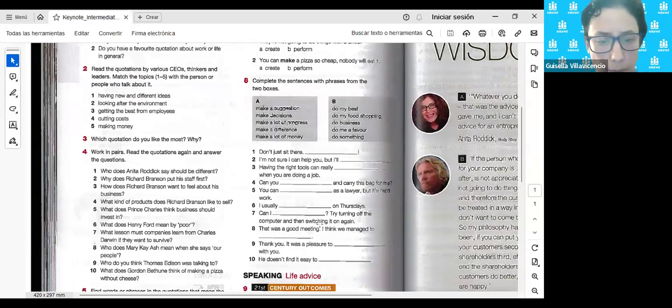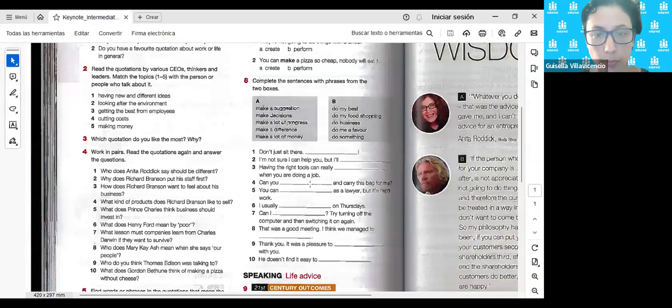¿No estoy compartiendo mi pantalla? ¿No pueden ver el libro, chicos, que estoy compartiendo? Yes, right? Okay, thank you. Yeah, acá tenemos la activity de make and do. Esto también está compartido en el classroom para ustedes.